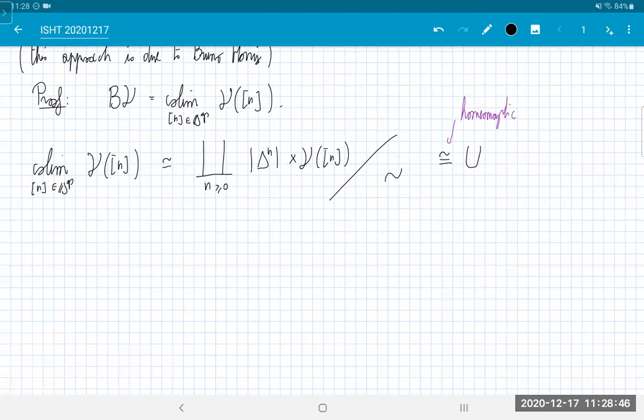So what is an element on the left-hand side? An element on the left-hand side is a sequence T0, ..., Tn, and then we have spaces V1, ..., Vn that are pairwise orthogonal. Where am I going to send it? Well, I'm going to send it to the unitary map that has V1, ..., Vn as eigenspaces and certain eigenvalues determined by the Ti's.